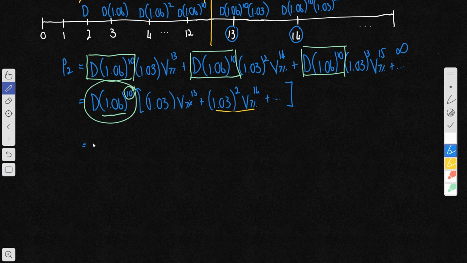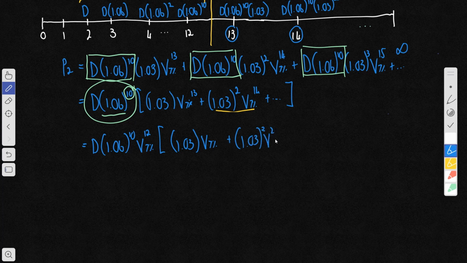So let's rework this equation above. Simply D times 1.06 to the power 10. So that is our base starting value for each of these factors. Then we said we will take out v to the power 12 as a common factor from each of these terms. So what remains is, we've already seen this, 1.03 times v to the power 1 plus, and the second term becomes 1.03 times v squared at 7%. And remember, this is a perpetuity which continues indefinitely.